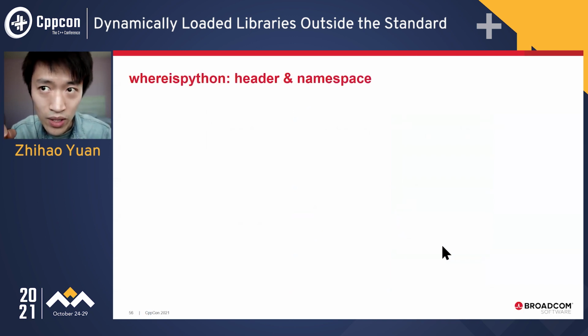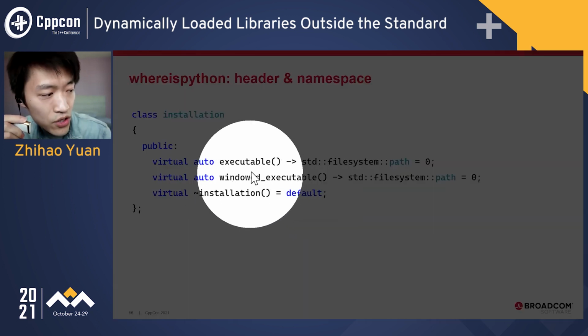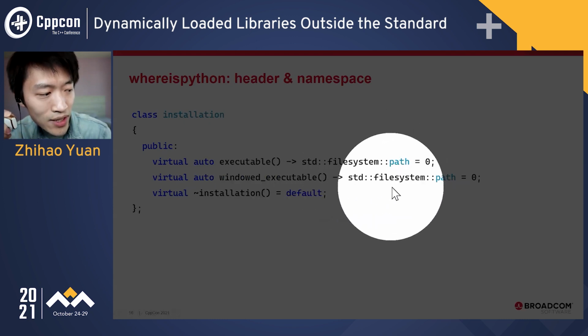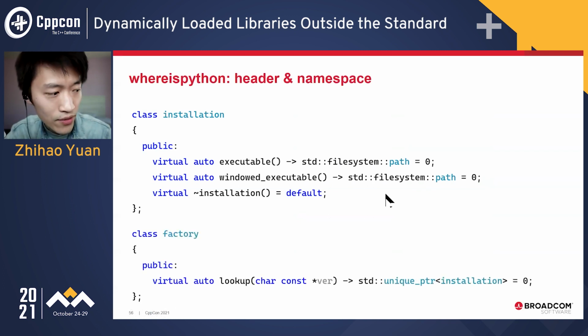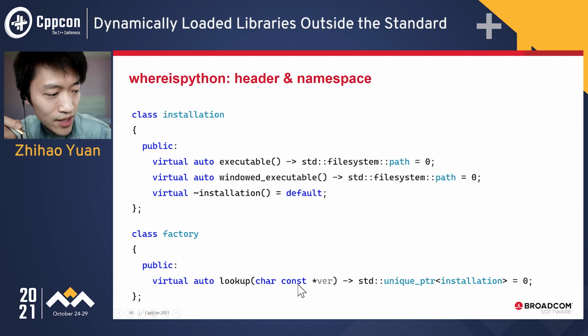In the Where's Python header and namespace, we declare an installation abstract base class with two member functions to return where python.exe and pythonw.exe are. And then we declare a factory interface by lookup, so you pass a specific Python version such as 3.8 here, and it is supposed to return a unique pointer of the given kind of installation.